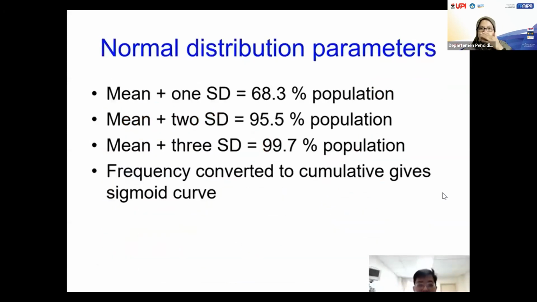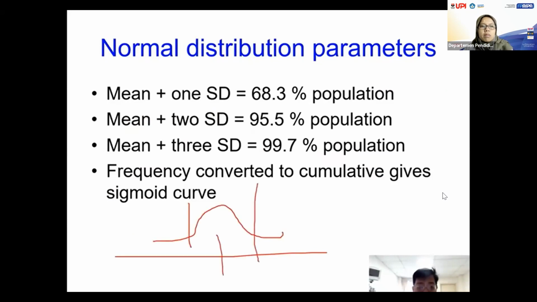So these are the normal distribution parameters whereby the mean plus or minus one standard deviation is about 68.3% of the population. Then we have the mean plus or minus two standard deviations, 95.5% of the population, and so on. All this is just to tell you which population is in the average zone. If you look at the normal distribution, you can see that the majority, more than 90%, will be under the average zone.